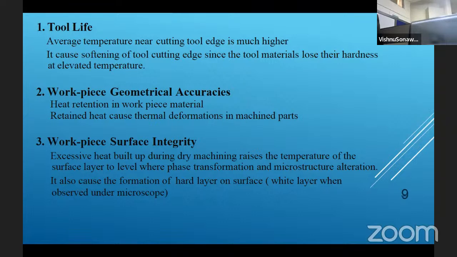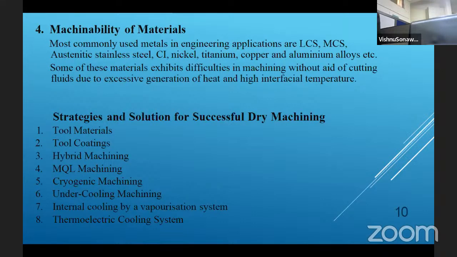This is the most important challenge in the dry machining operation, right? Again, the strategy and the solution for successful dry machining. Here, what type of cutting tool materials and what type of tool coatings are used. Hybrid machining, that is with and without coolants, and minimum quantity lubrication methods. We have to use cryogenic machining, undercooling machining, intercooling by vaporization systems, and thermoelectric cooling systems. These are the most important parameters.